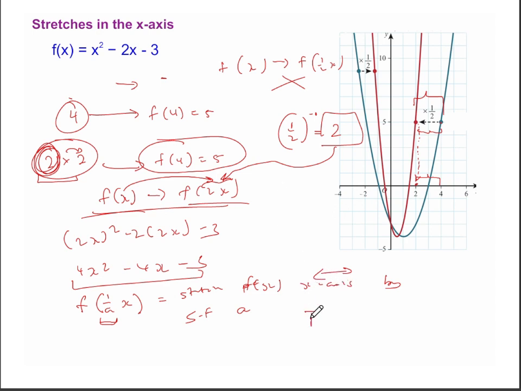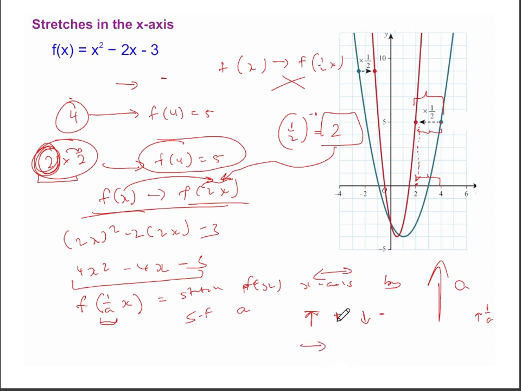You want to go upwards, you will add. You want to go downwards, you will subtract. You want to make it longer, you're going to multiply it by a. You want to make it shorter, you're going to multiply it by 1 over a. Yeah, as you would expect. But for x, it will be the inverse. So what it is for y, it will be the opposite for x.